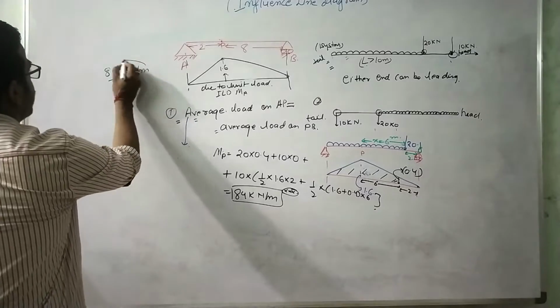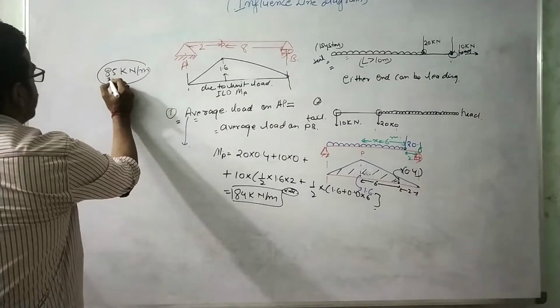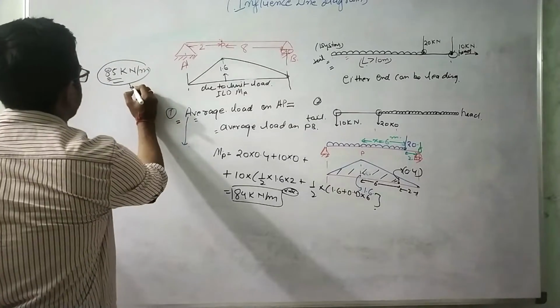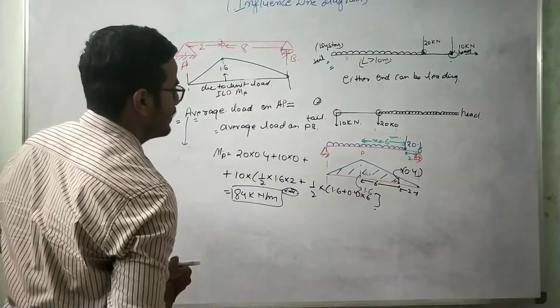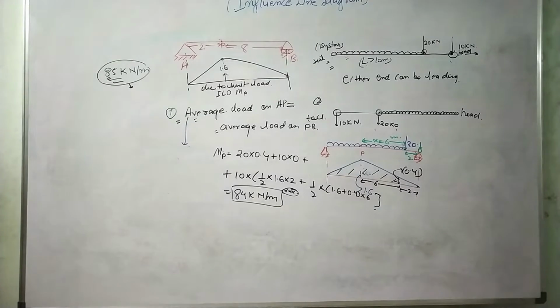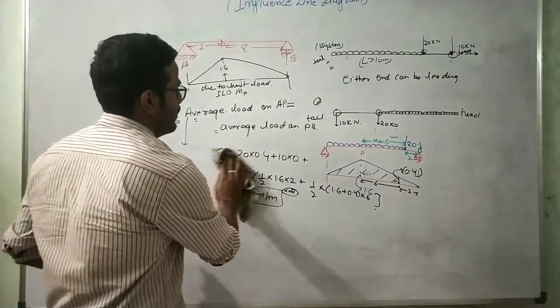Okay, but we already got the maximum value of 85 kilonewton meter for the previous case which we have discussed. So the previous case is more critical than this case, right? So now again we'll check whether there is any other load system for which this average load is equal.